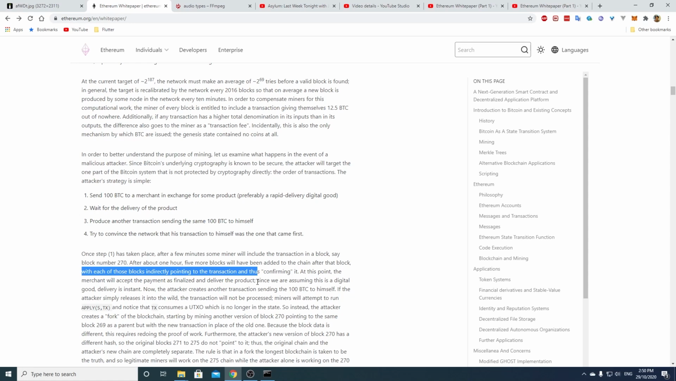Otherwise, if you just change one block and leave the rest of the guys behind, then they will basically be pointing to void, because the block that you have changed has a different hash, and the block that is following will not point to your new hash. Okay, at this point, the merchant will accept the payment as finalized.